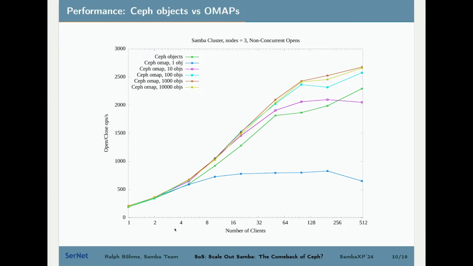And so I ran a few different configurations. I made this possible in the Python code, to change between writing directly to Ceph objects instead of this OMAP database. And that's the green line. You see the green line mentioned at the top, and it's actually not the line at the bottom, which you might have expected. The blue line at the bottom is actually using a Ceph OMAP associated with a single object.